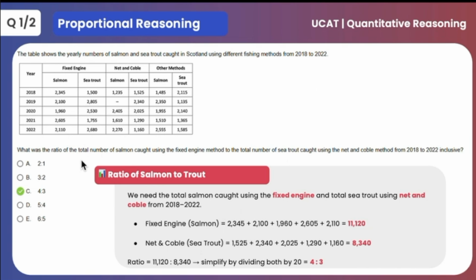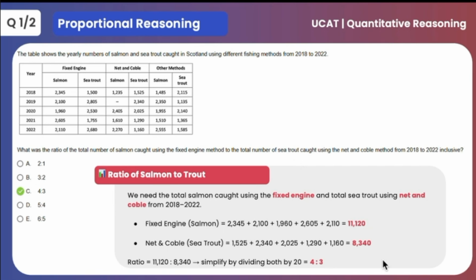We need the ratio of the total number of salmon caught using the fixed engine method, and the total number of sea trout caught using the cable method from 2018 to 2020 inclusive. This is where you definitely use your calculator, because you're adding up fixed engine salmon from that entire column and then net and cable sea trout from the other. Then you want the ratio of the total number of salmon to sea trout, so it's really important to divide the salmon by the sea trout. Otherwise, if you did it the other way around, you'd get a ratio of 3 to 4, which luckily isn't actually an option in here.